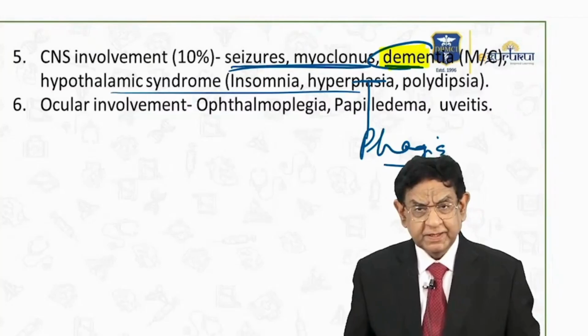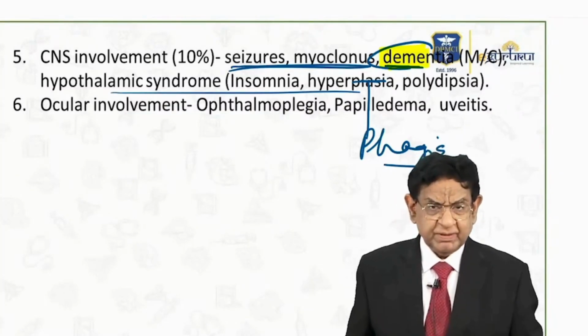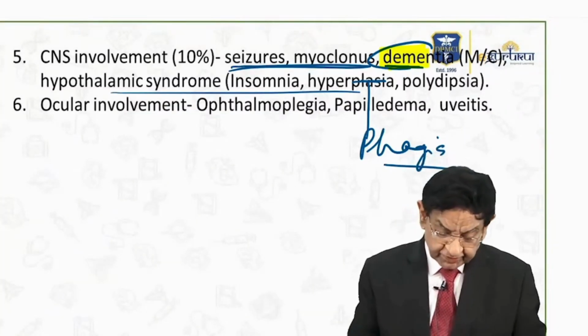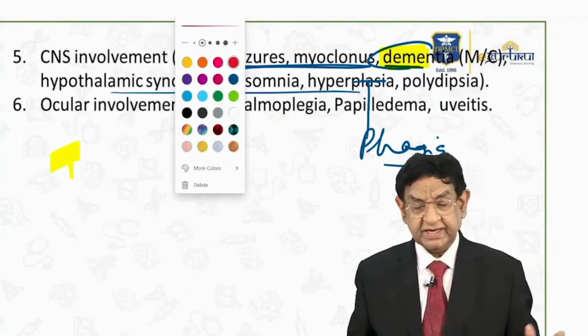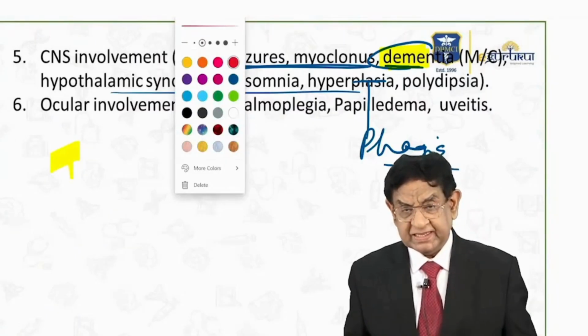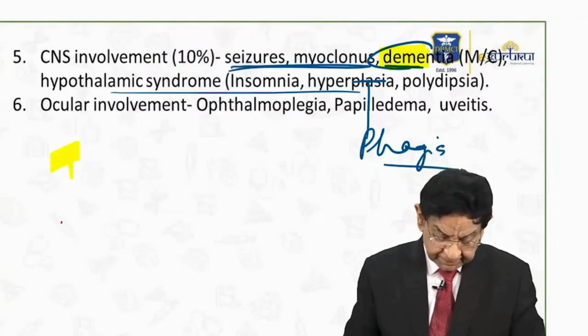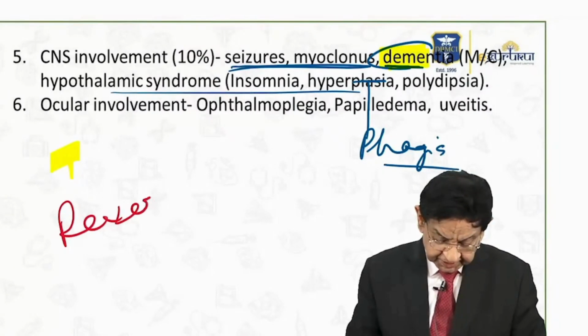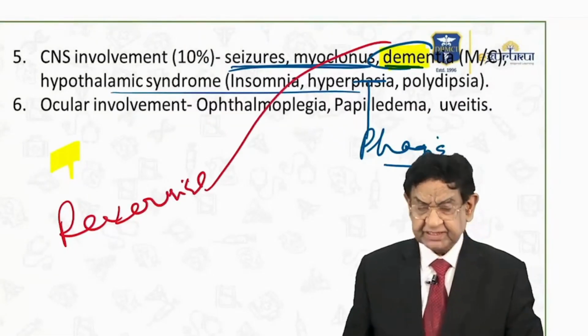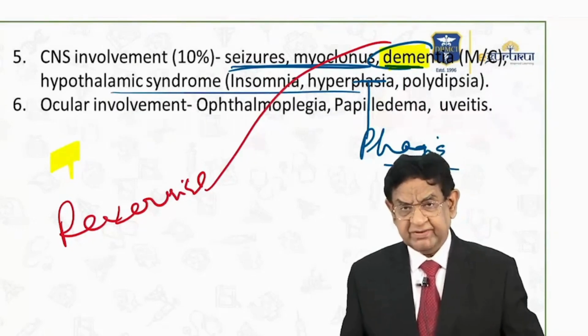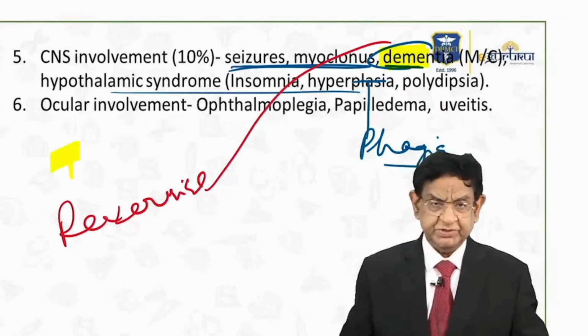Why? Dementia is loss of memory, so it is a treatable cause of dementia. We are well aware that the untreatable one is Alzheimer's disease, which is irreversible. So we can say it's a type of reversible dementia. That's why it's important. Forget everything in CNS, but don't forget dementia.